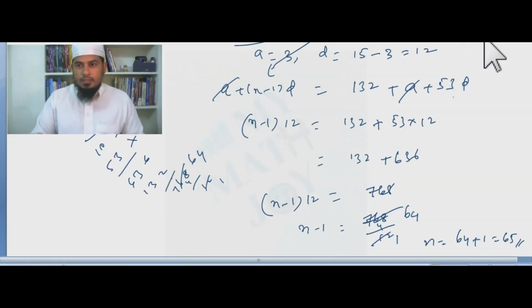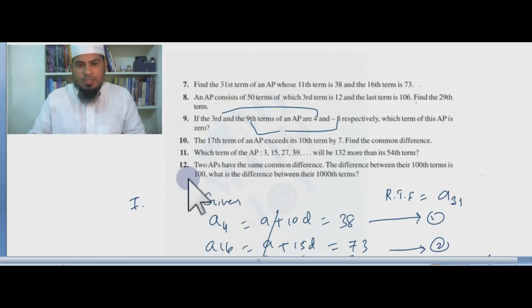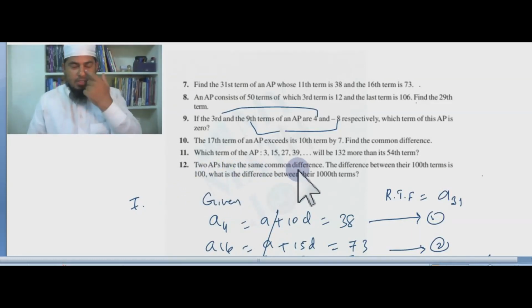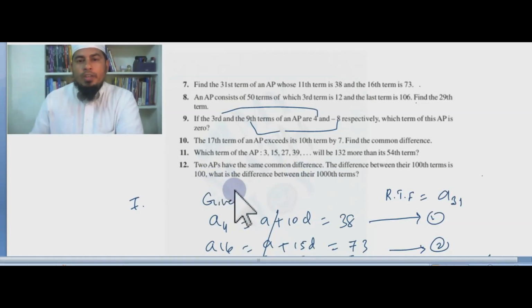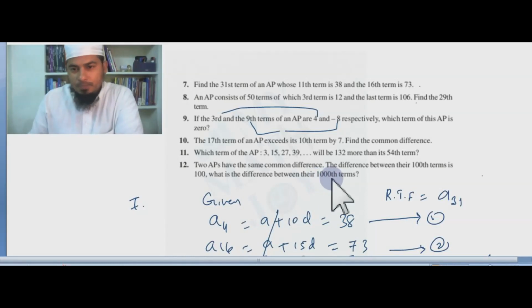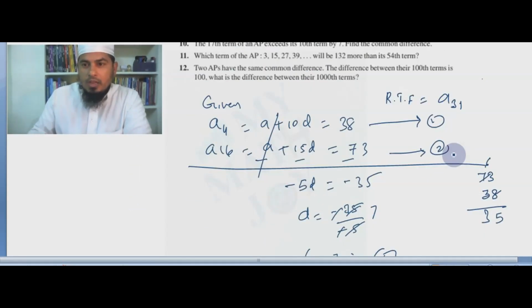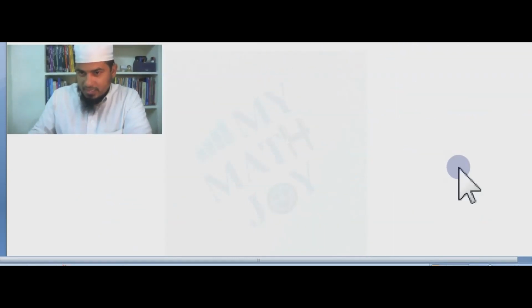Here comes question number 12. Two APs have the same common difference. The difference between their 100th terms is 100. What is the difference between their 1000th terms? This is a very interesting question. Read it twice. Two APs have the same common difference, and the difference between the 100th terms is 100. The problem is a little dry. Let us do it this way.